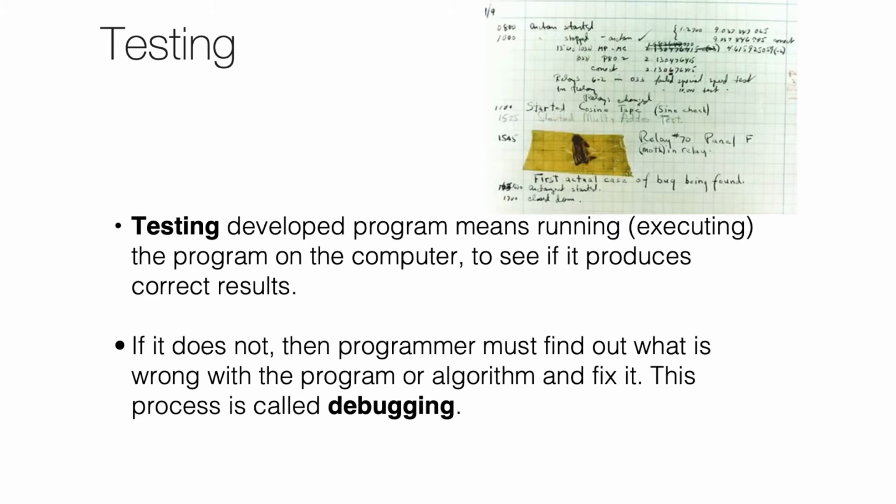If testing does not produce the desired result, what are we going to do? We have to debug our program. Debugging is the process of finding errors and fixing those errors. Why do we call this process debugging? Because in early computers, we wrote those programs on a sheet of paper and translated that sheet of paper into a computer program.